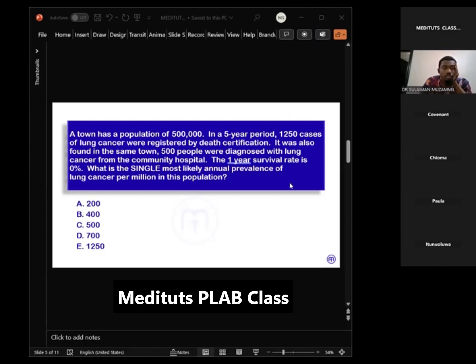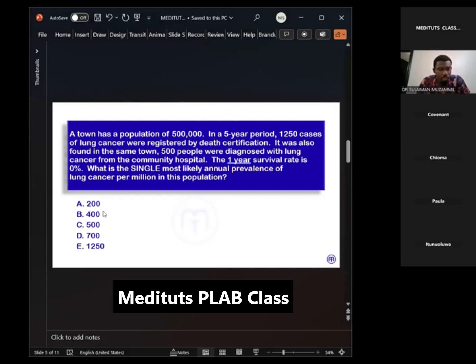Okay. So this question is a bit complicated. It just requires a little amount of critical thinking. I think the take home from these sets of questions is that you have to work on some degree of arithmetic skill when you're preparing for the Plab exam, because you won't be allowed to use any aids or calculators or phones or anything like that. Now, Dr. Paula, we said we're looking at a 5-year period, right? Yes. Good.